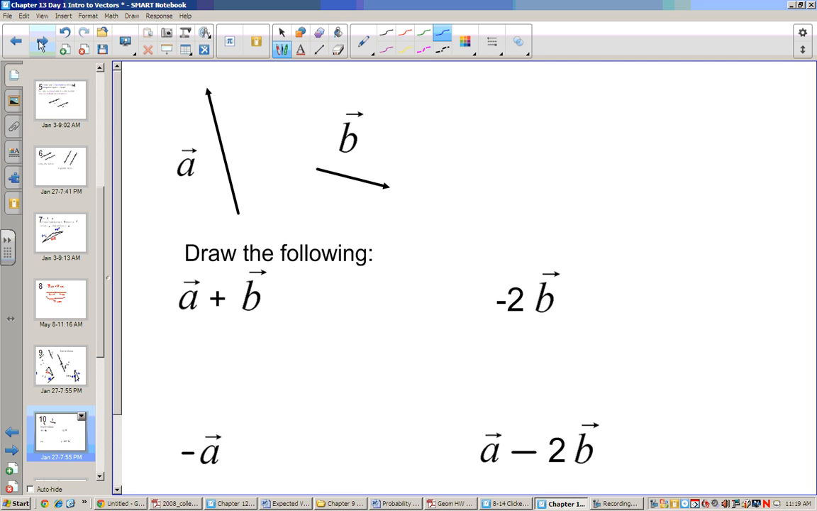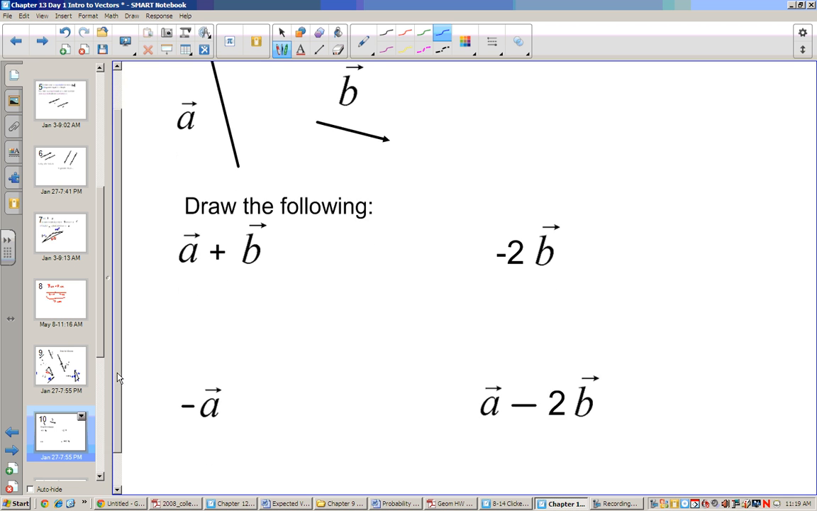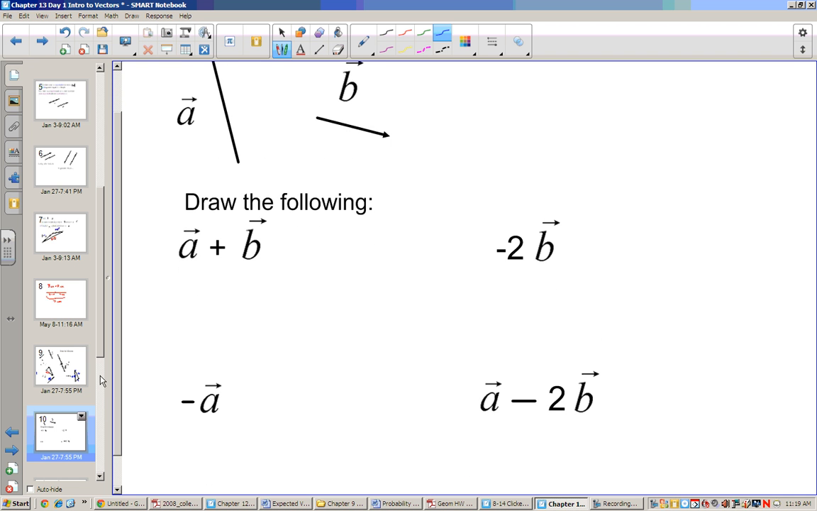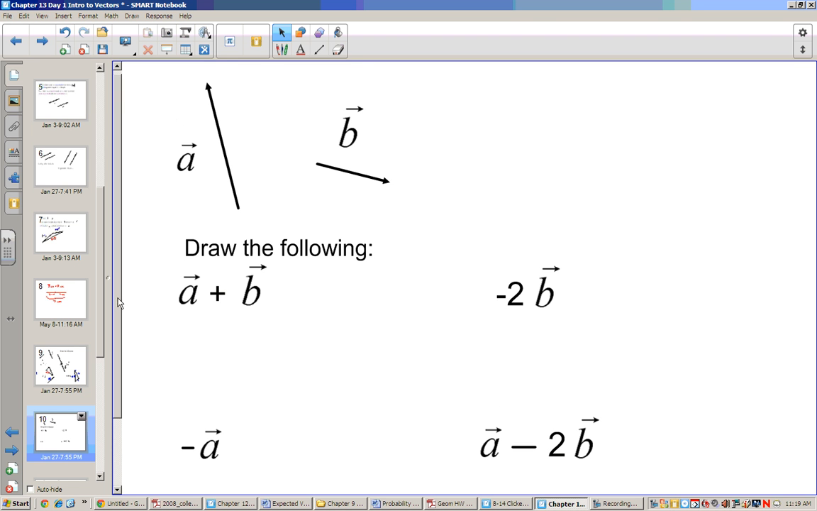All right. Now I want you to take a second, and here are 2 new vectors, and I want you to find all of these values. So pause the video and see how you can do on your own. When you're ready, start the video back up.